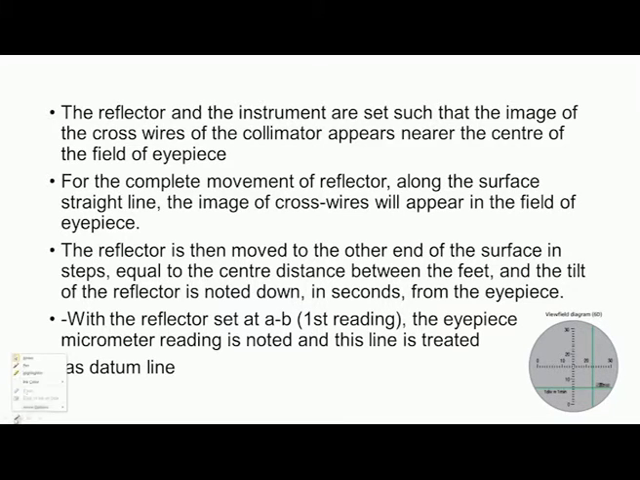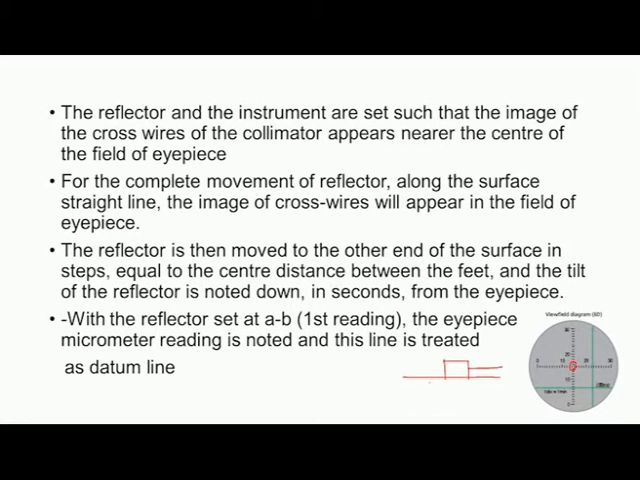Now, inside the view field, we have the crosshairs and a scale. When the workpiece is perfectly straight, the incident ray and reflected ray will be on the same line, and there will not be any error. This part will be at the center.